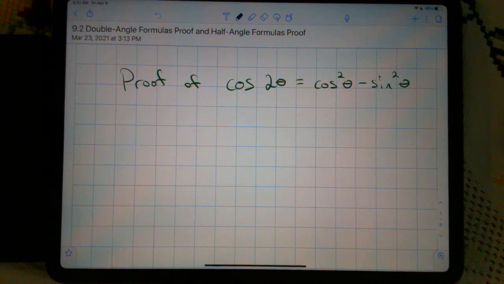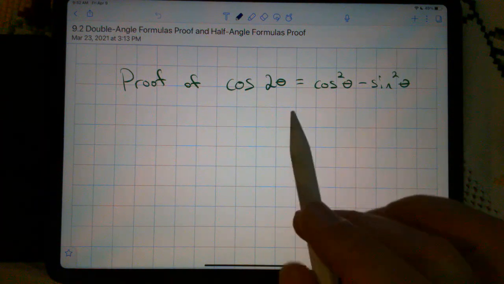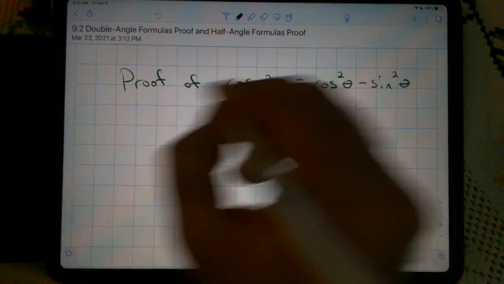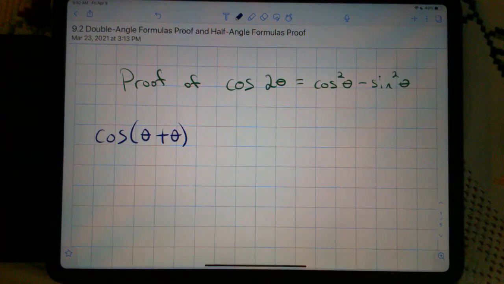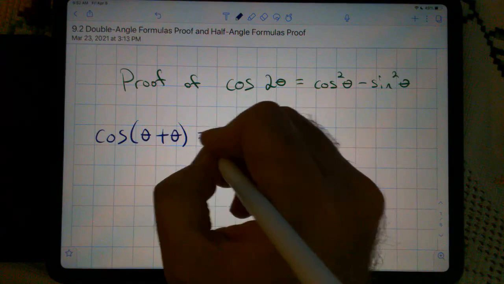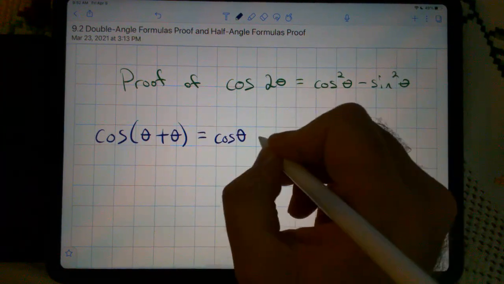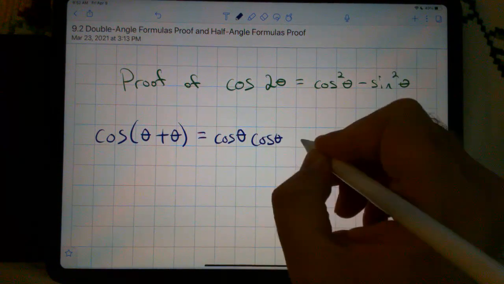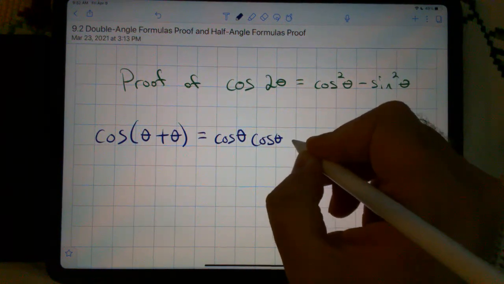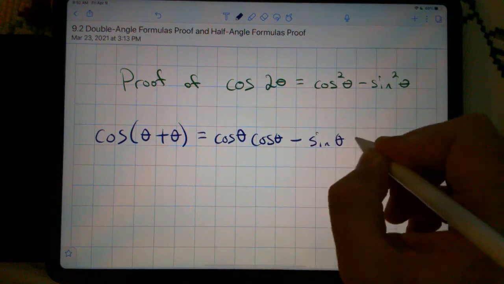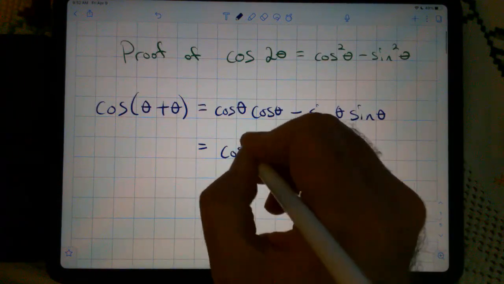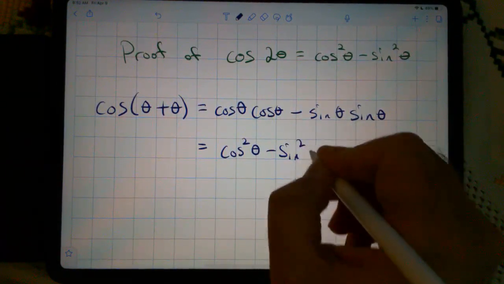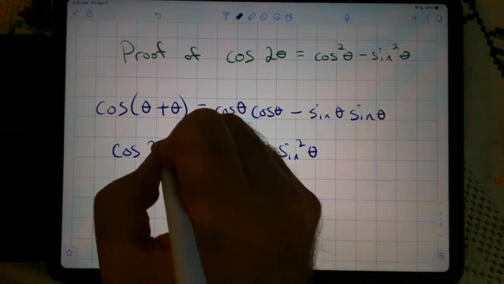Hello. So here are some double angle formulas, or proofs of them. The proof of cosine: cosine 2 theta is the same thing as cosine of theta plus theta. The cosine of the sum of two angles is cosine of the first angle, cosine of the second angle, and then we alternate the algebraic signs: minus sine of the first angle times sine of the second angle. So this gives us cosine squared theta minus sine squared theta is equal to cosine of 2 theta.